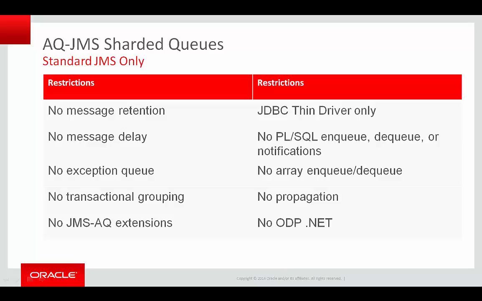You can't do array NQ or DQ. There's no propagation, no .NET, no message retention or delay or exception queue, no transactional grouping, and no AQ JMS specific extensions. The strategic direction, though, is over future releases to remove some of these restrictions. So keep your eye out as new releases come out to see how these restrictions have changed for sharded queues.